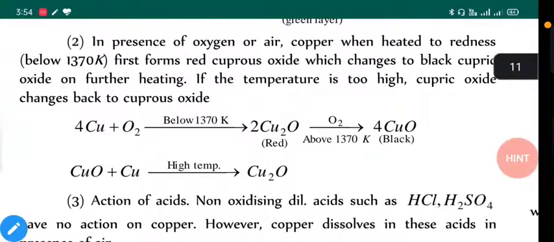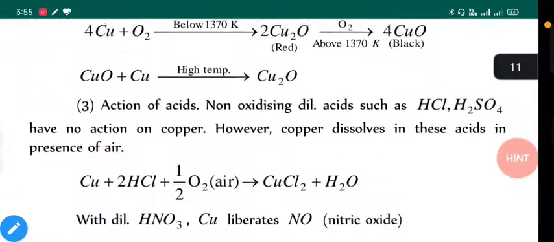In presence of oxygen or air, copper when heated to redness below 1370 Kelvin first forms red copper oxide, which changes to black cupric oxide on further heating. So as we can see, cuprous oxide, that means it has +1 oxidation state, so it will be Cu2O. And next, black cupric oxide, that means it will have +2 oxidation state, so it is CuO. OUS means lower oxidation state. IC suffix means higher oxidation state. If the temperature is too high, cupric oxide changes back to cuprous oxide, and reactions are mentioned below.